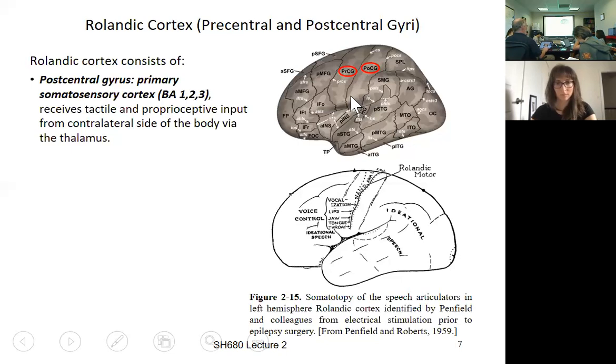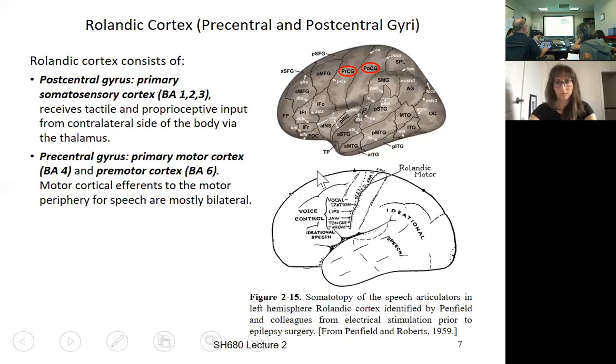It's in the postcentral gyrus. The speech articulators are represented there. Here I'm showing the speech articulators. This is from a less famous figure from Penfield and Roberts, Speech and Brain Mechanisms. This one shows the precentral gyrus, which has the primary motor cortex, which is Brodmann's area 4, and premotor cortex, which is Brodmann's area 6.